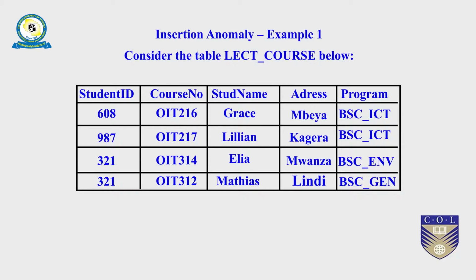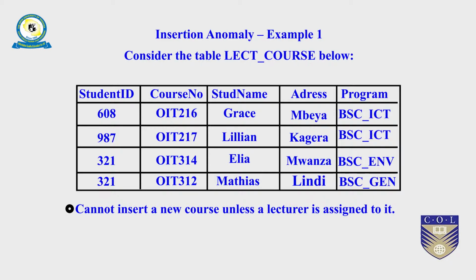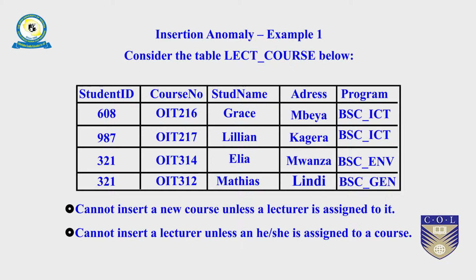Let us look at another example of insertion anomaly. We have a student course table with student ID, course number, student name, address, and a program. When you look at the records in this data, the first problem is that you cannot insert a new course unless there is a student who is enrolled in it. That brings about a problem because in academic institutions, we do curriculum review, we develop new curriculums, and courses are developed every single day. So we cannot say you cannot add a new course unless there is a student assigned to it.